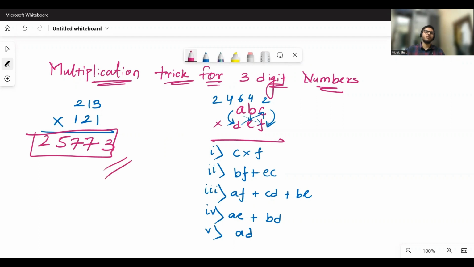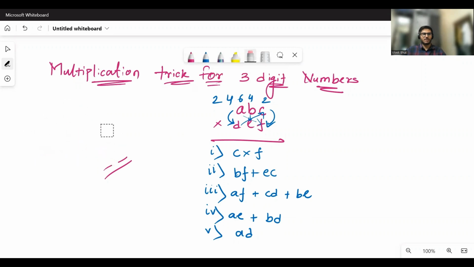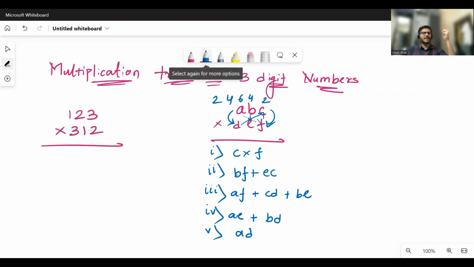Now you must be thinking, what if we get any number more than 10? If we get some carry over there, how to do that? So don't worry, we have the method for that also. So let's take one question in which the addition of numbers sums to more than 10. So let's take the multiplication of 123 with 312. So in this question, your doubt of that carry will get clear. Okay, so let's do that.